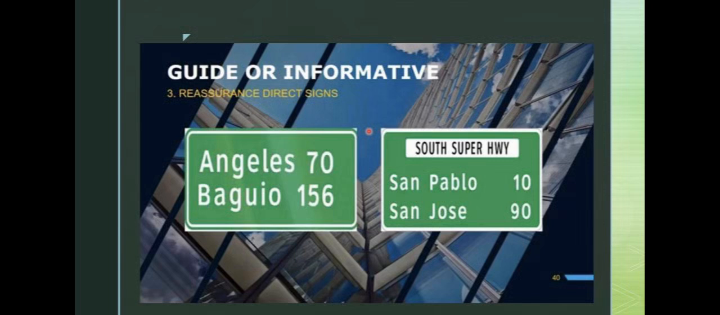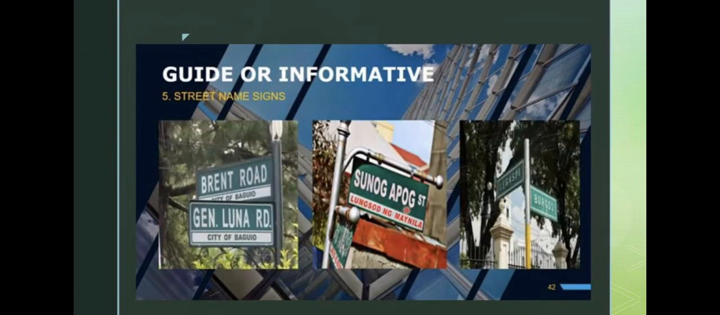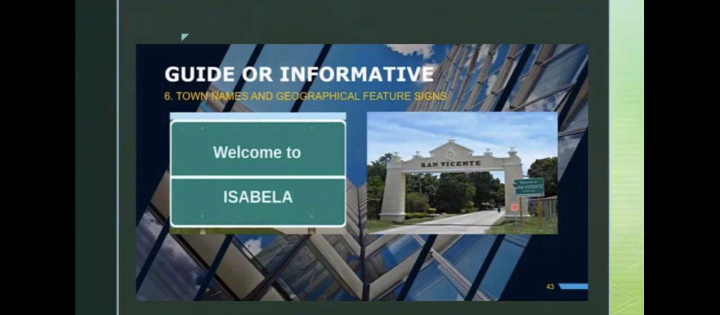intended destinations. Next is the fingerboard and direction signs. They provide directions to places far away from the national highway, and are only used on local roads. Next is the street name signs. They inform road users of the name of the road and street they are passing or entering, located at a post. Next is the town names and geographical feature signs. They convey general information of interest about the geographical location.